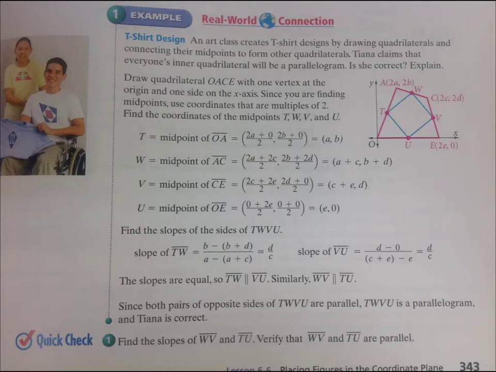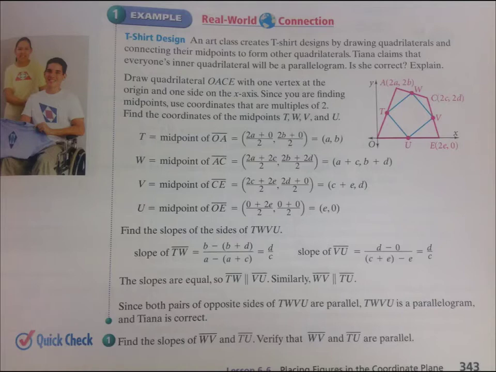The way you're going to do this is we're going to use letters instead of numbers. And if we can get it to work for the variables, then it should work for any numbers that we plug in for those variables. The way we begin is by drawing quadrilateral OACE with one vertex O at the origin and one side along the x-axis.